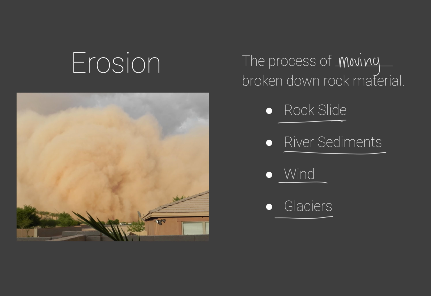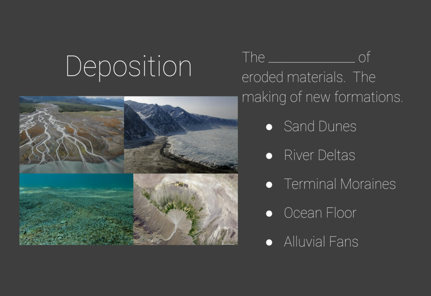And then one of the most powerful forces that can move rocks is glaciers. Glaciers move so slowly that they don't look like they're moving, but they're very powerful and they can carry huge boulders very, very large distances. So again, erosion is the process of moving broken down rock material. When that eroded material stops moving, we say that it has been deposited. So that is our next process, deposition.